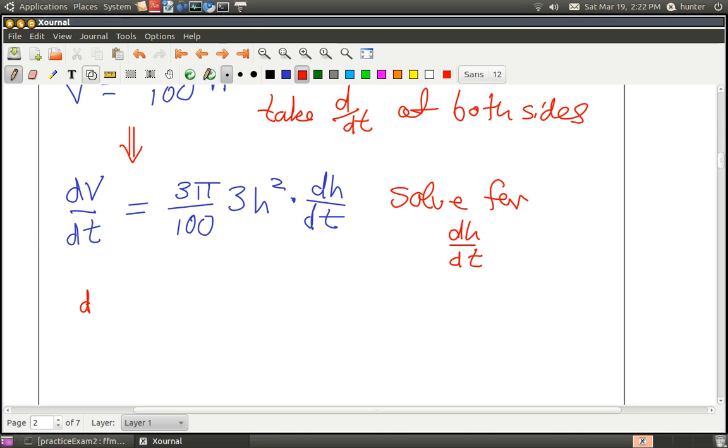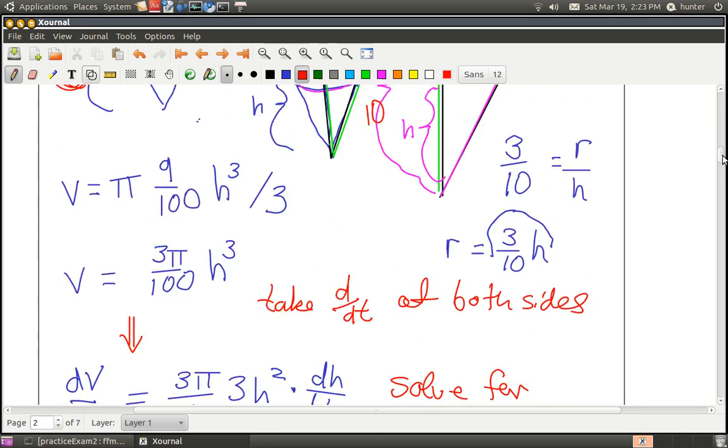So dh dt is equal to, okay, so I've got dv over dt, and now I'm just going to take the reciprocal of all this, and so that gives me 100 over 9 pi h squared. Okay, so that's what dh dt is equal to.